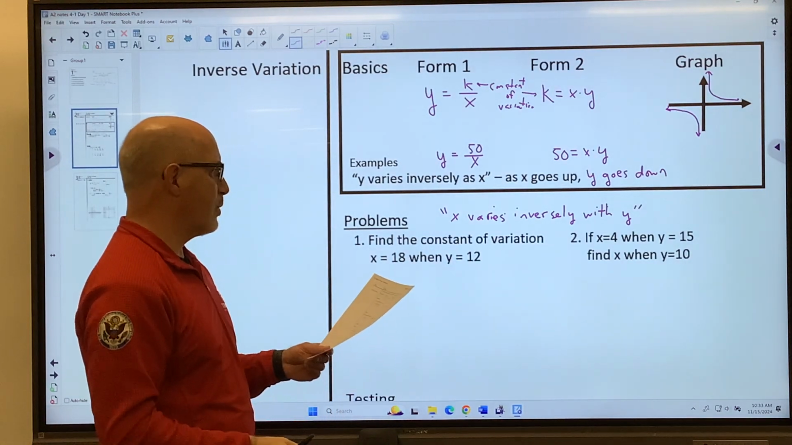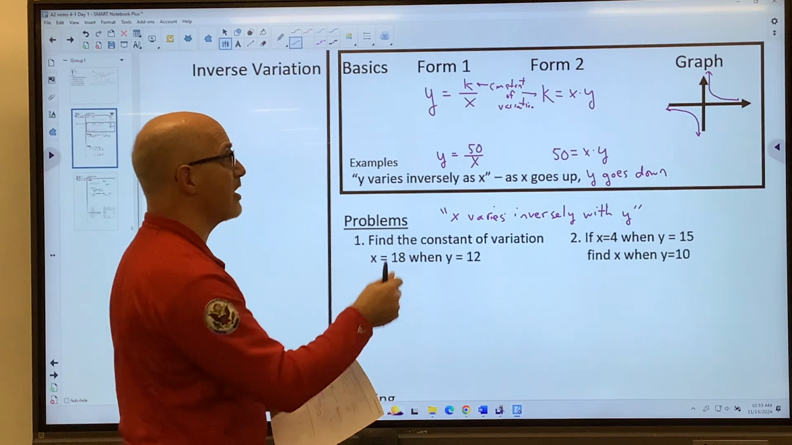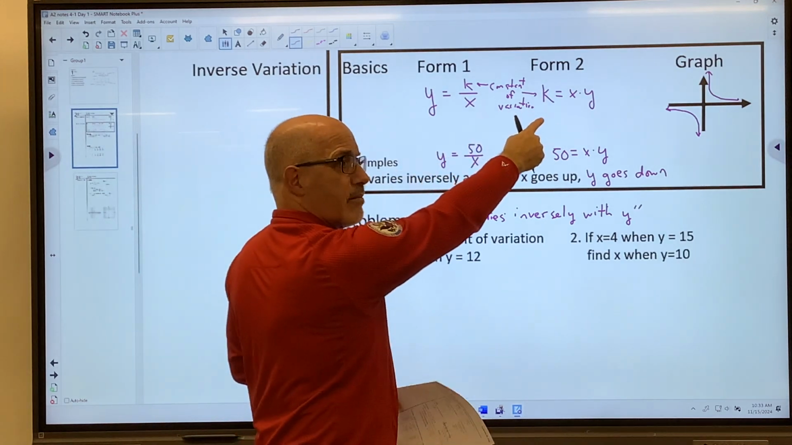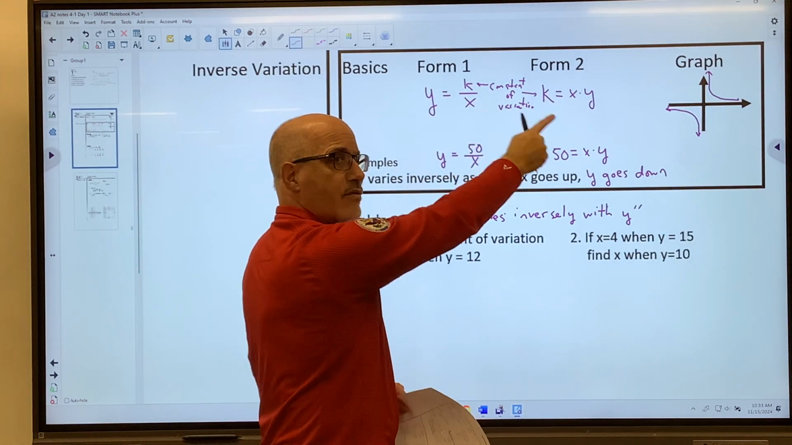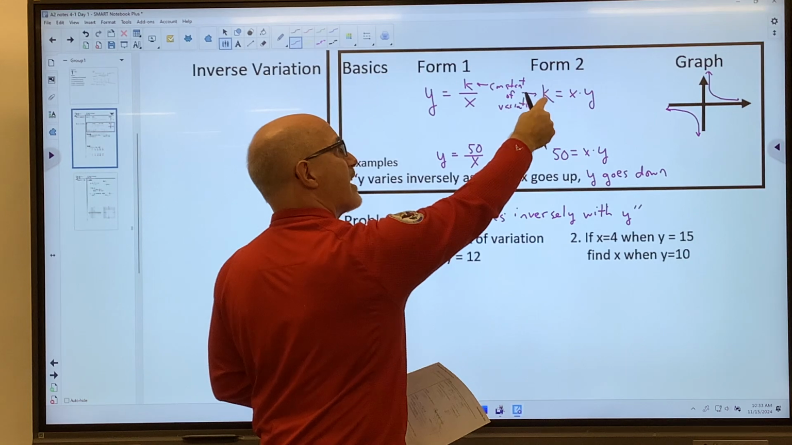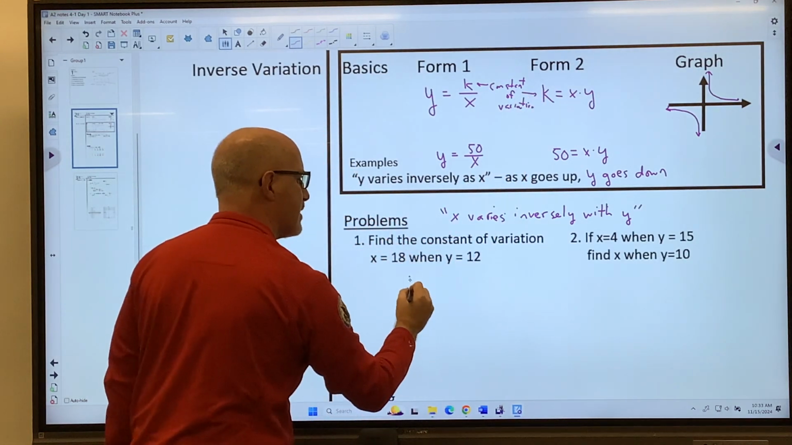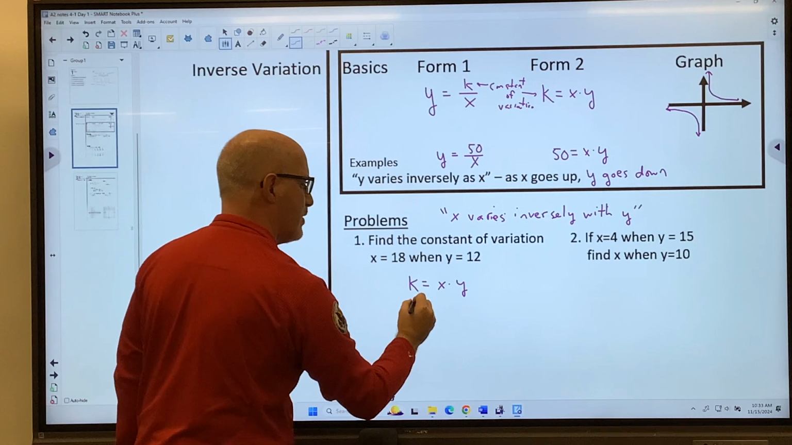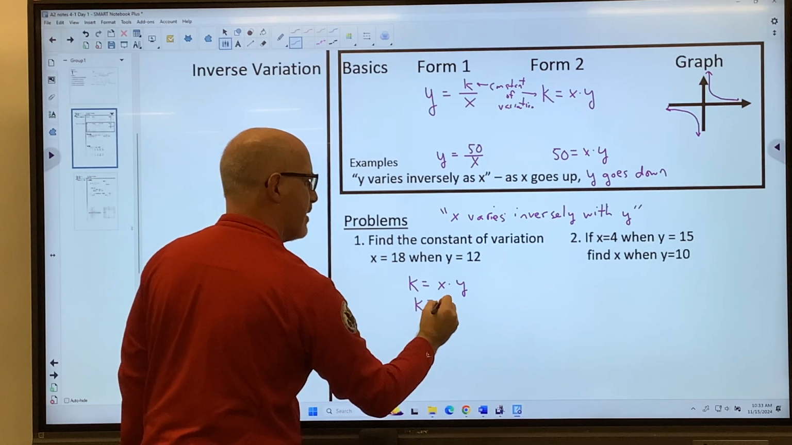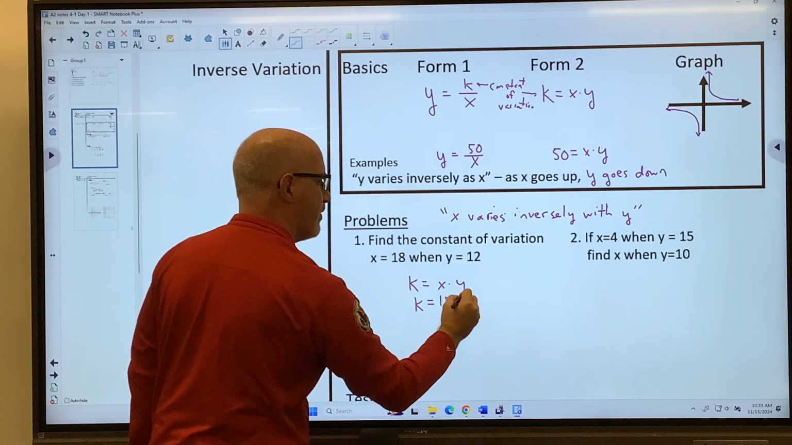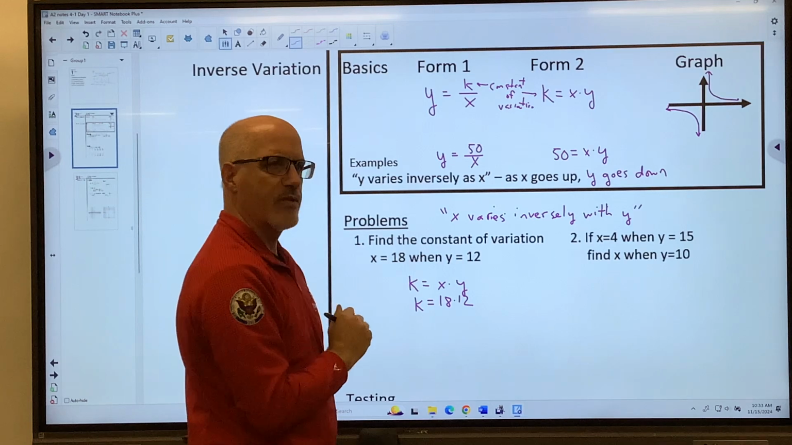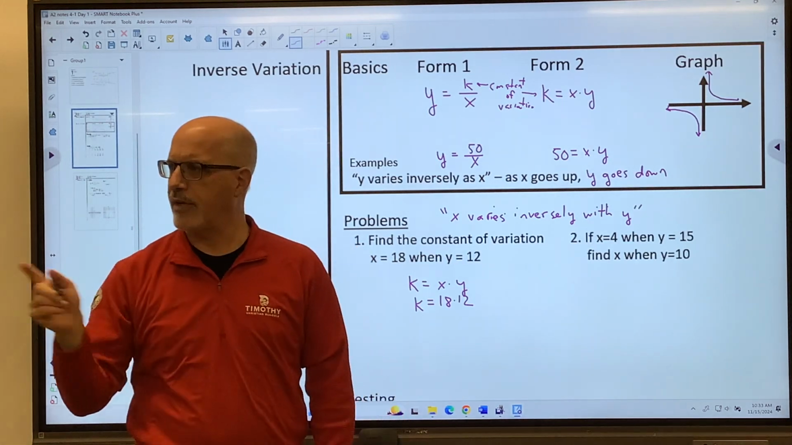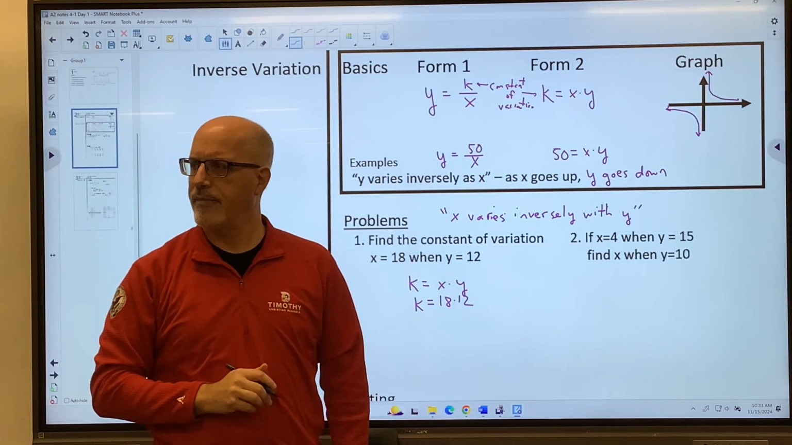So when it says find the constant of variation, I'm gonna use this version here. This version of the two. There's two forms to use. If I just want the constant, my constant is gonna equal x times y. So all I have to do is multiply 18 times 12, all right? So 18 times 12, you gonna do that for me, Andy?